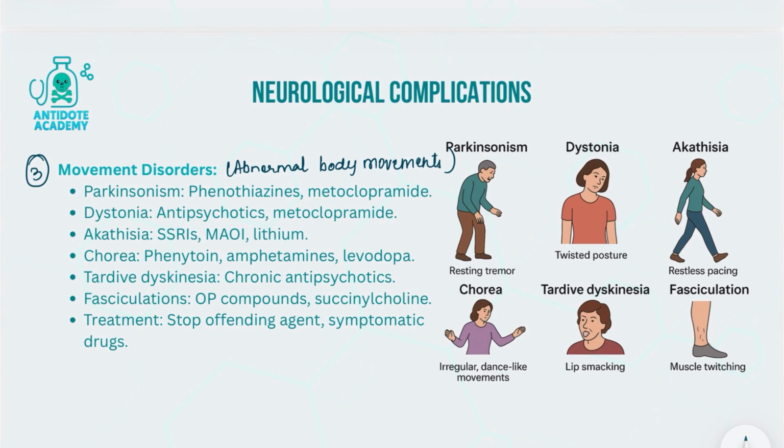Abnormal body movement, you can see this Parkinsonism. Here you can see that the body is very stiff. Body is in slow condition, tremor. This is usually caused by phenothiazines or metoclopramide.